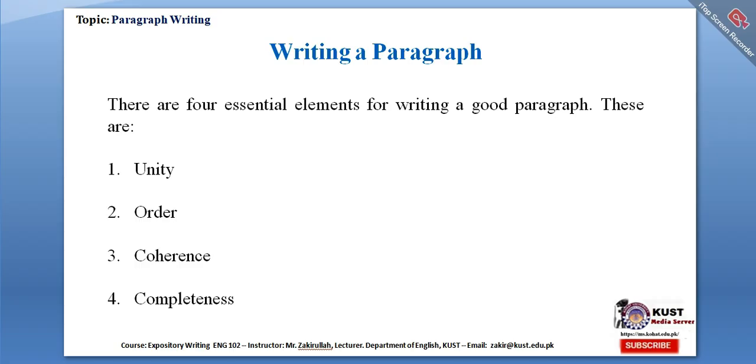And the fourth element of writing an effective paragraph is completeness, which means that the paragraph provides enough supporting details and explanations to fully develop the main idea. If your message is incomplete, if your information is incomplete, your readers can get confused. So a complete paragraph leaves no important questions unanswered for the reader.